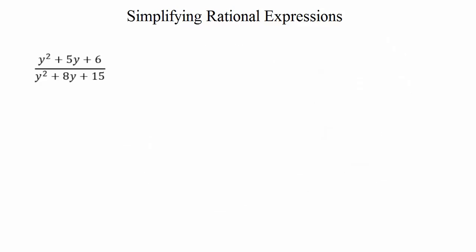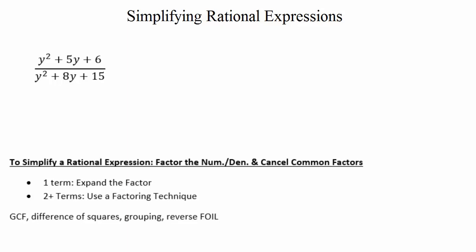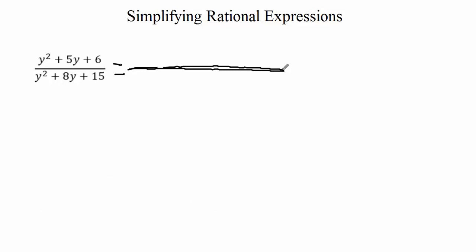Okay, so let's take a look at another example. So we need to factor the numerator and the denominator in order to simplify the rational expression. So taking a look at our numerator, we have a trinomial. So if we have a trinomial, that's 2 or more terms, which means we need to use a factoring technique, which means we need to start with, do we have a greatest common factor? So glancing over our trinomial here, we do not have a greatest common factor.